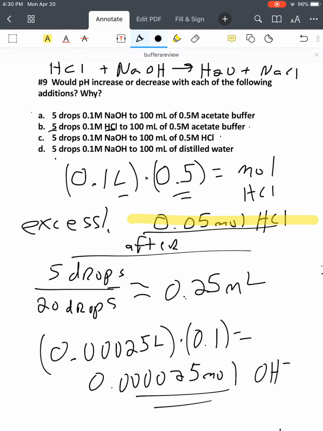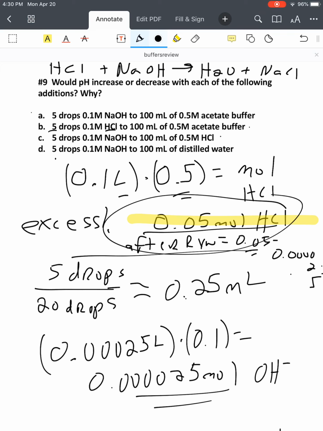If I want to compute how many moles are left after the reaction, it will be what? 0.05 minus this number down here at the bottom, 0.000025. I'm running out of space, but you get the idea. This is my moles of my acid. This is my moles of the base. But after this reaction occurs, I'm almost going to have the same amount. I mean, it will change just a little bit.